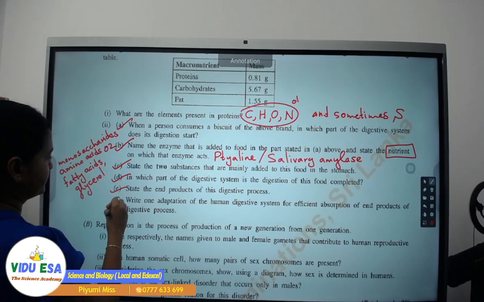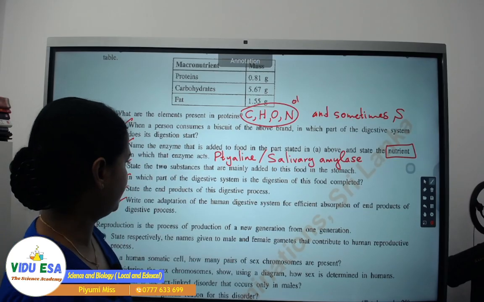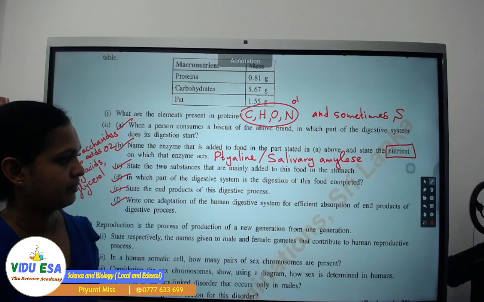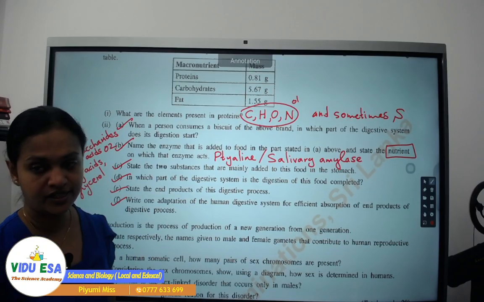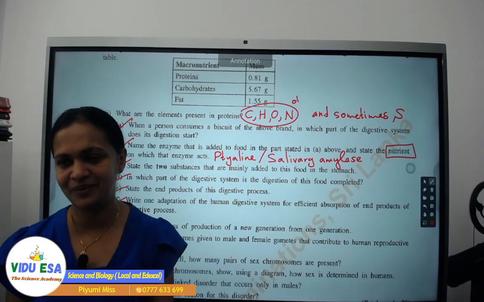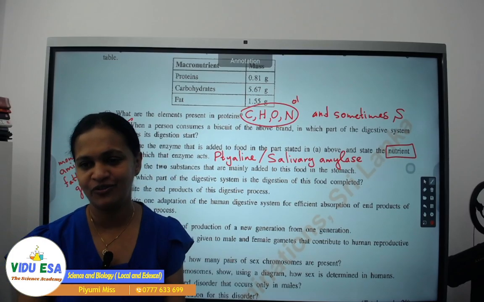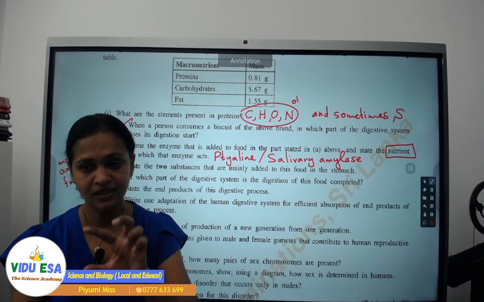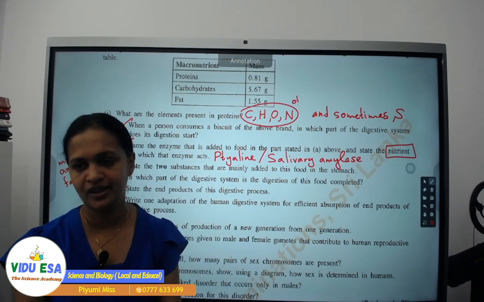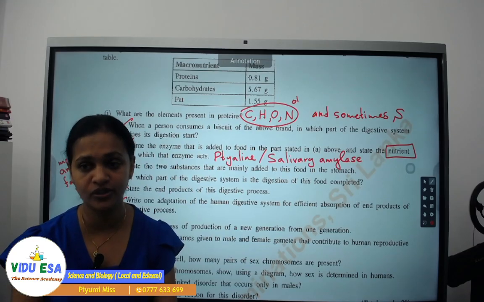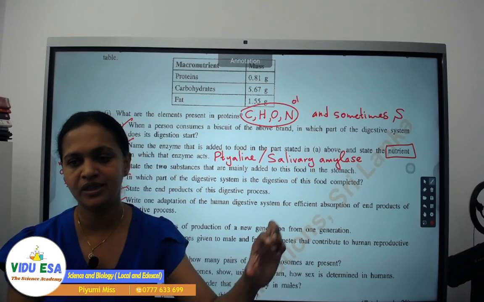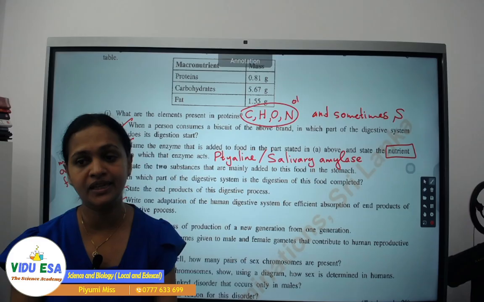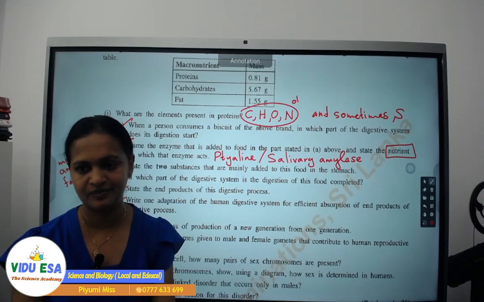Next it asks: write one adaptation of the human digestive system for efficient absorption of end products of the digestive process. So what are the adaptations for efficient absorption? Small intestine being a long tube. Only one is asked, one adaptation, being a long tube. Small intestine being a long tube. Next, presence of circular folds on the inner wall of the small intestine.